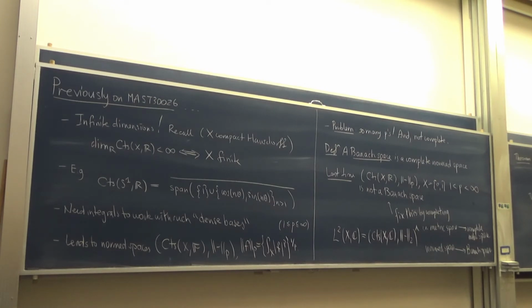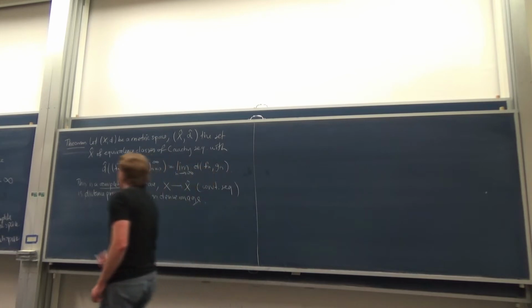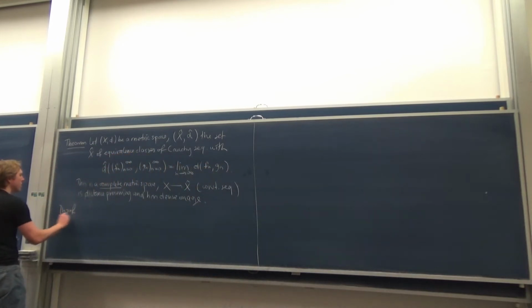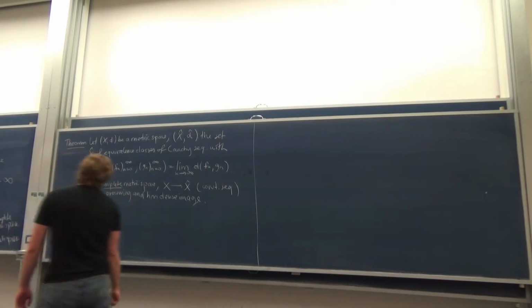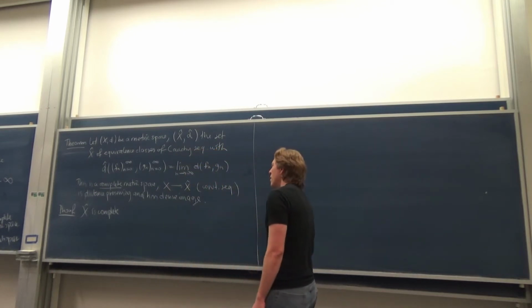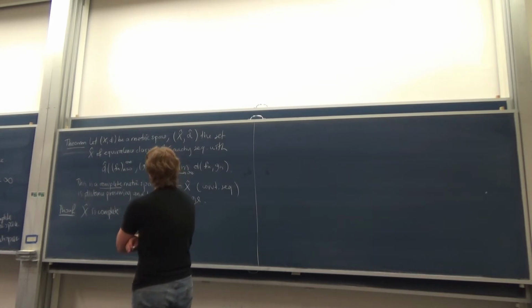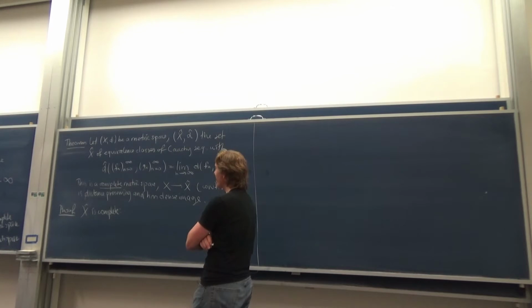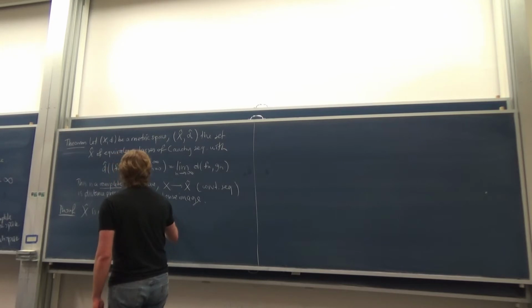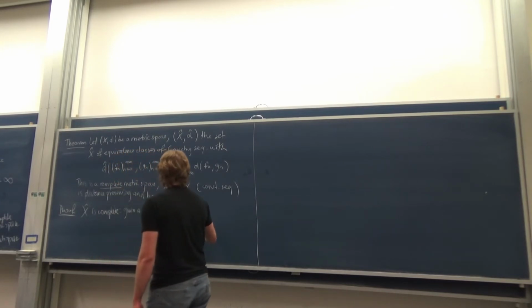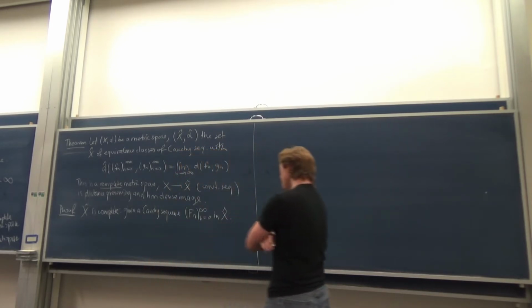Okay, so we got to the end. We only had left to prove that this was complete. All right, so let's do that. Okay, so, well, what do we got to do? We've got to take a Cauchy sequence in X hat, and we have to show that it converges.